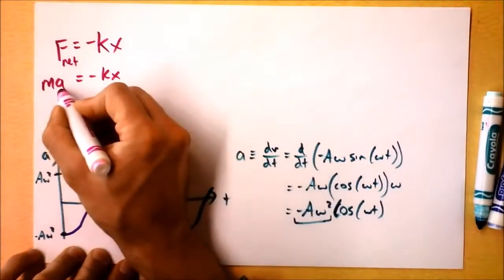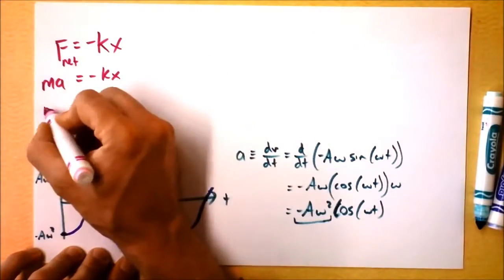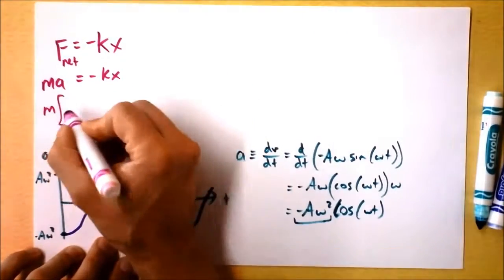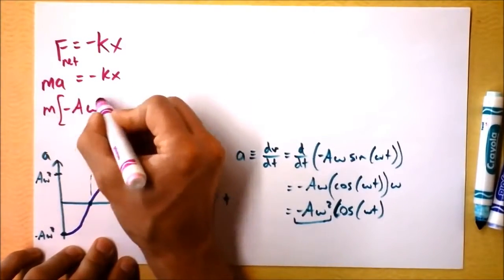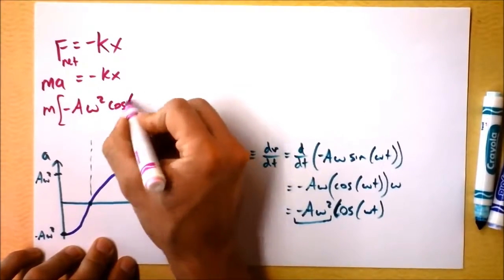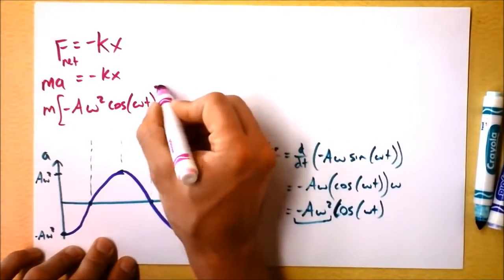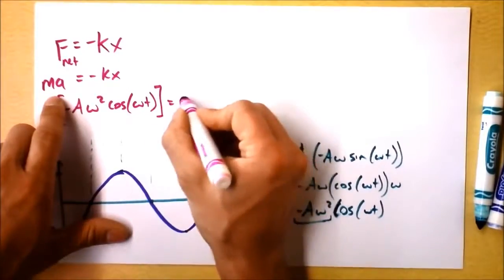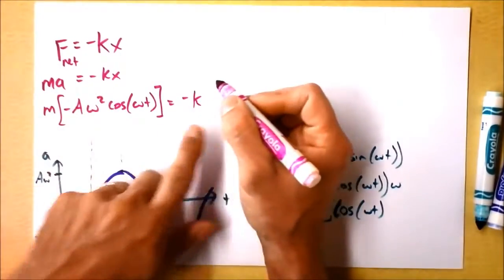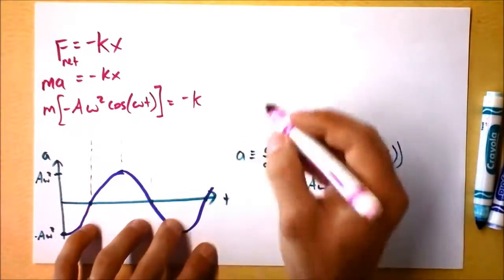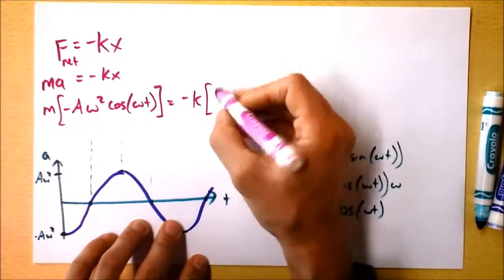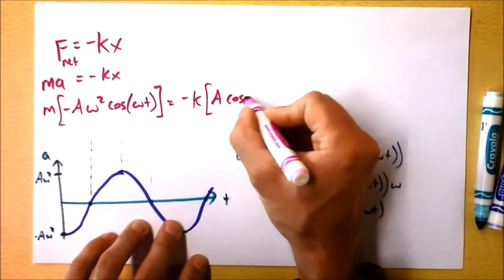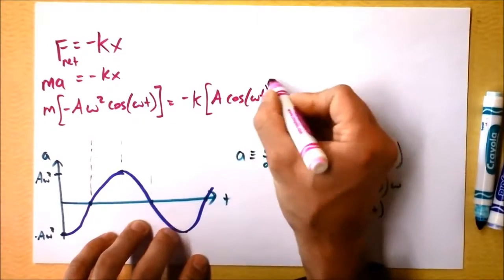I'm going to plug in the acceleration equation. This is mass times, oh boy, negative A times omega squared times the cosine of omega times t. I plugged that in for the acceleration. Now my left side says it's negative k times x. Now x, oh shoot, x was just A times cosine of omega times t.